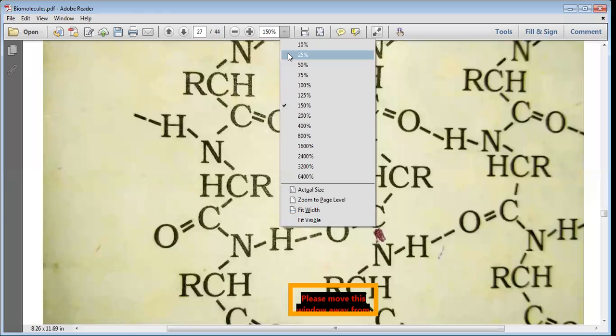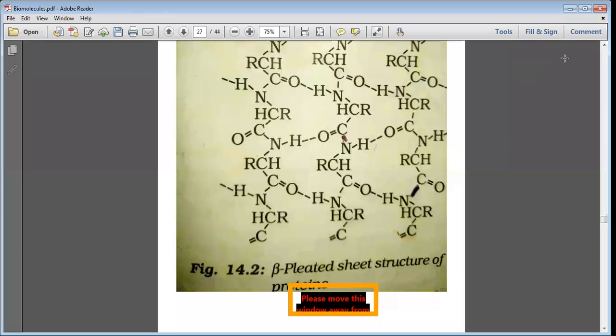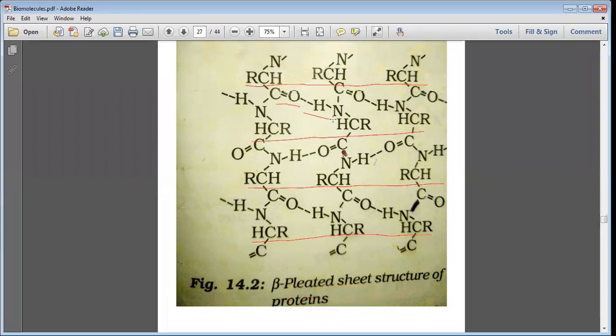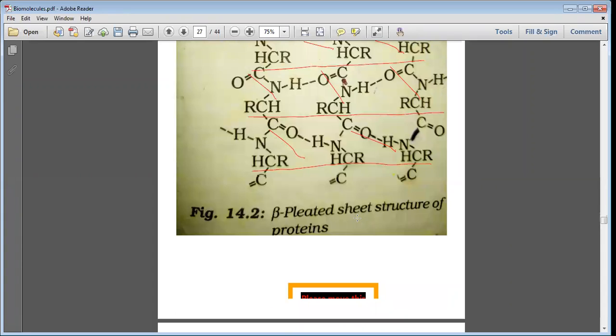This is what represents the beta-pleated sheet, and we can easily study the structure. You can see that the RCH groups are arranged in a very linear manner, and then they are bonded through the CO and NH bonds. You can see this CO and NH bonding among the RCH all the way, and this is known as the drapery, or the beta-pleated sheet structure of the secondary protein. So the secondary protein is found in two shapes: one is the alpha helix, and the second is the beta-pleated sheet.